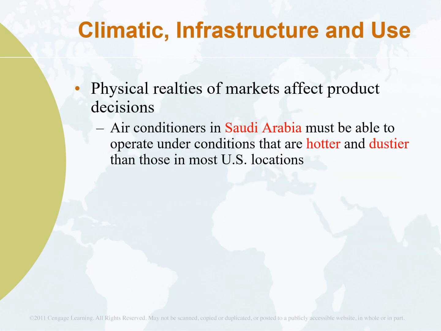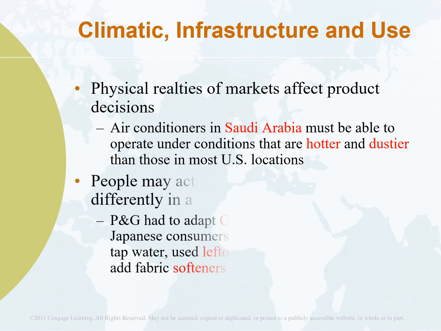And climate, infrastructure, and use. Physical realities of markets affect product decisions. For example, air conditioning. Air conditioners in Saudi Arabia must be able to operate under conditions that are hotter and dustier than those in most US locations. And you have to handle that.